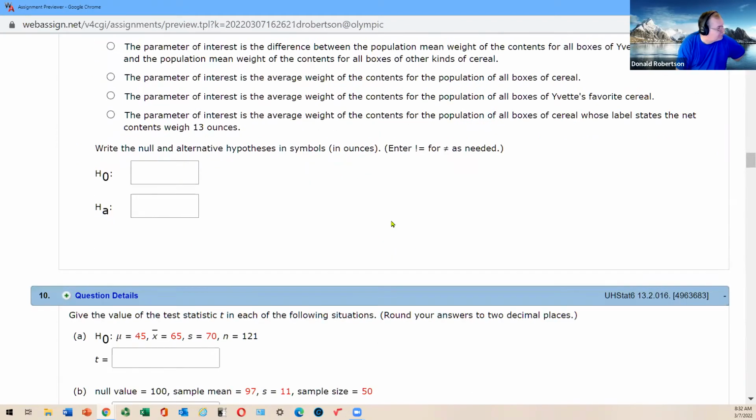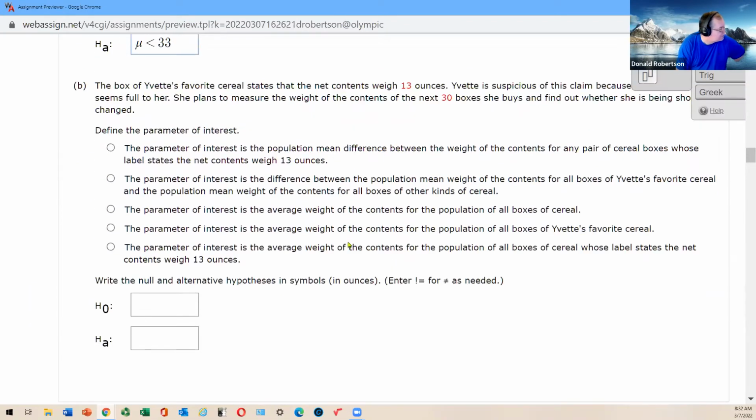Okay, next story. The box of Yvette's favourite cereal states that it has 13 ounces in it. But she's suspicious of this claim because the package never seems full to her. She thinks she's getting less than what they told her. So she plans to measure the weight of the contents of the next 30 boxes she buys to find out whether she's been shortchanged.